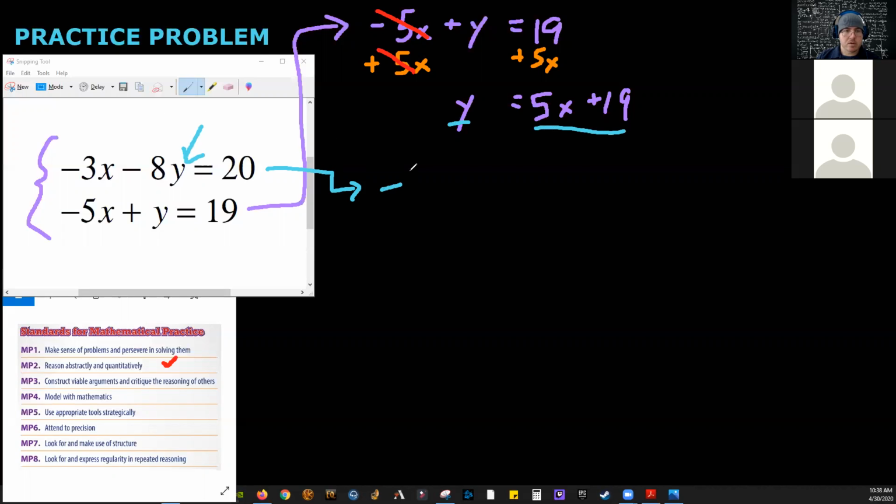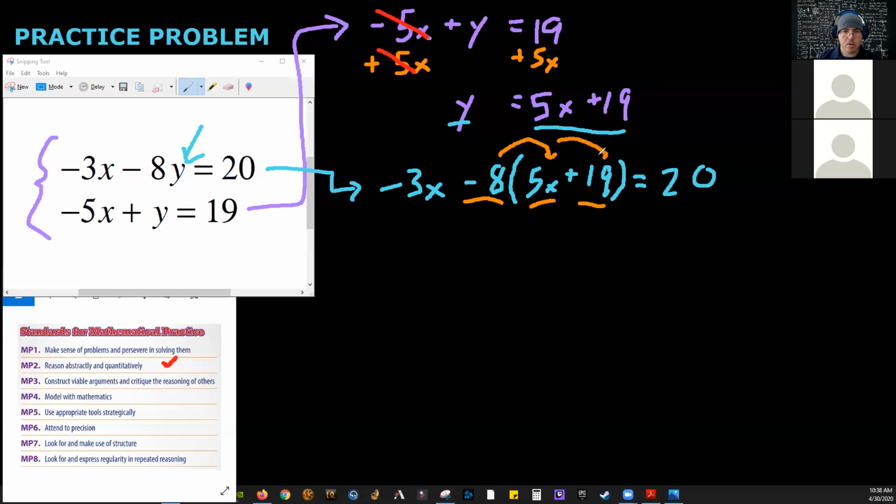So that'd be negative 3x minus 8y, but the 8y in this case is going to be 8 times 5x plus 19, equals 20. So now I'm going to do the distributive property. This negative 8 needs to get multiplied by both the 5x and the 19. So I'm still going to have this negative 3x. Negative 8 times 5x, that'd be minus 40x. Negative 8 times 19. Ugh. Negative 80, negative 72. So negative 152, I believe.